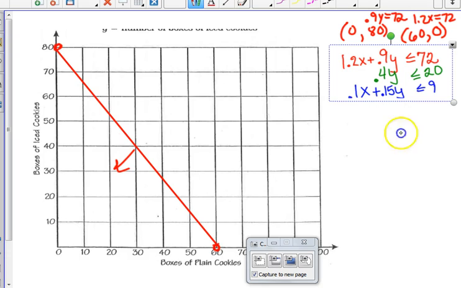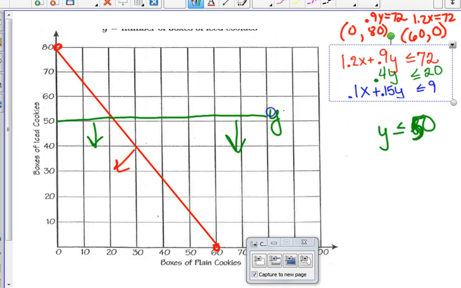Okay, second line in green, this equation. I'm going to just divide. If I divide 20 by 0.4, I get 50. So Y is less than 50, so I have a horizontal line and it's below that. And of important note is that every point on that line has a Y value of 50.